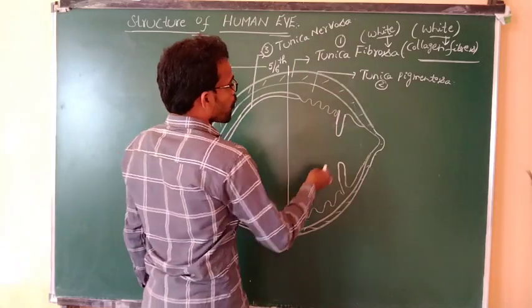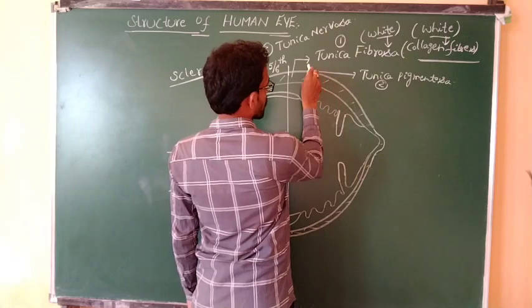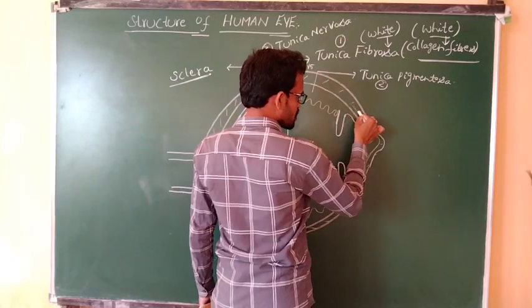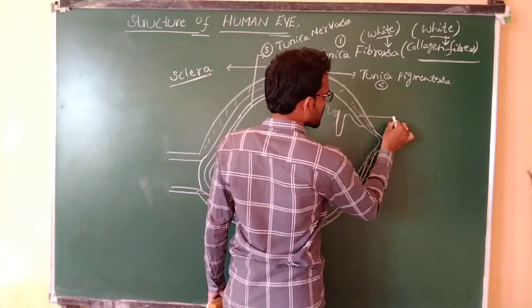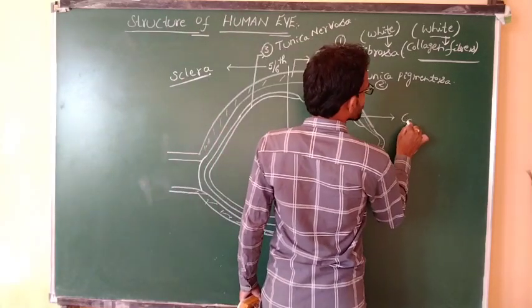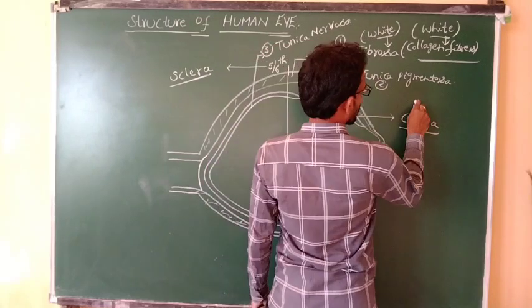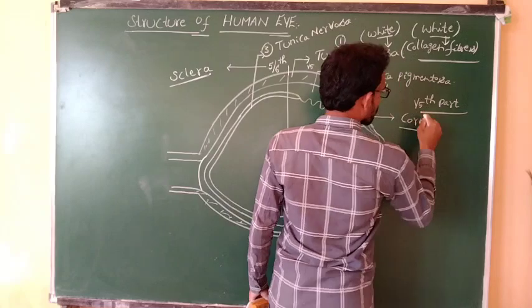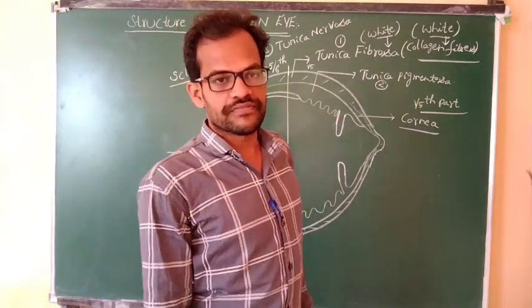The remaining 1/6 part of this area indicates the cornea. This area indicates the cornea. It is the 1/6 part. 1/6 part, 5/6 part. Okay. Out of 6 parts.